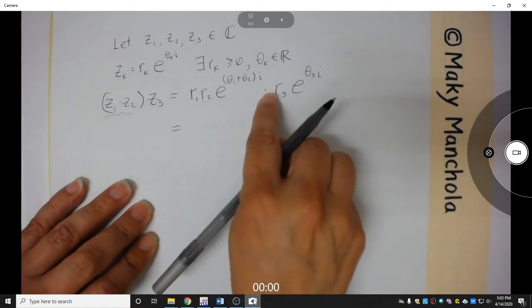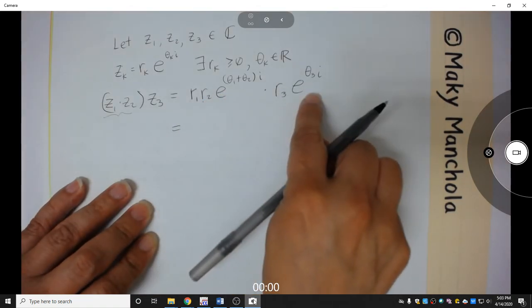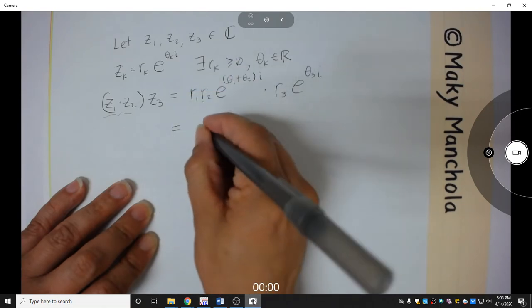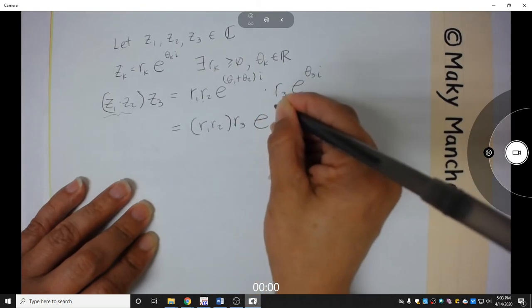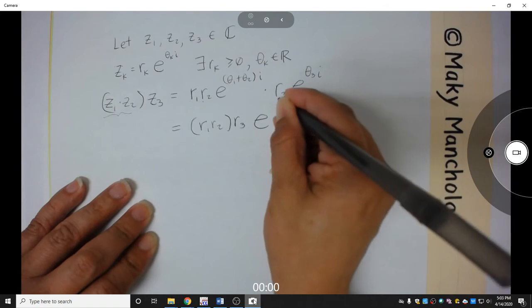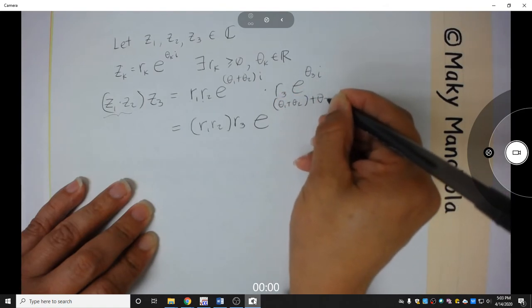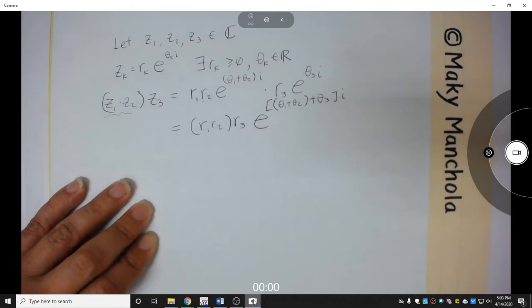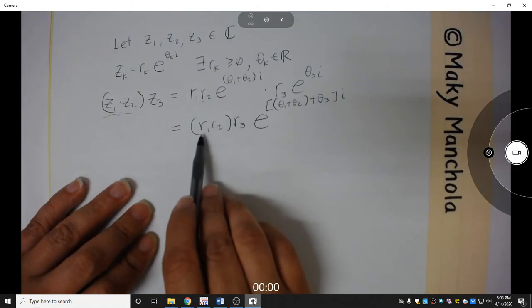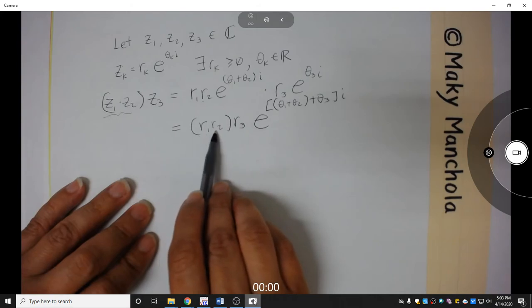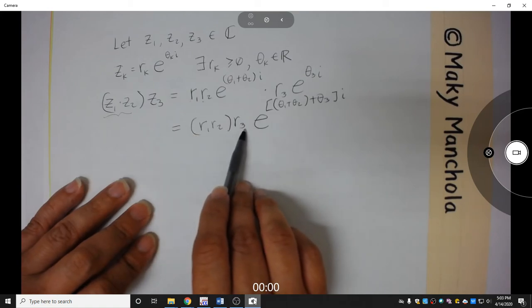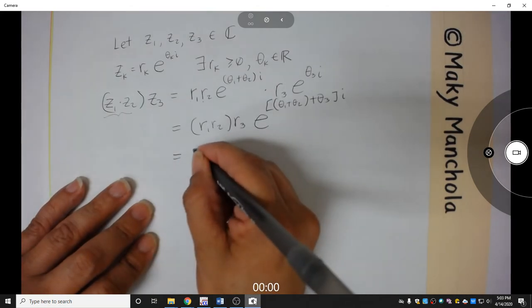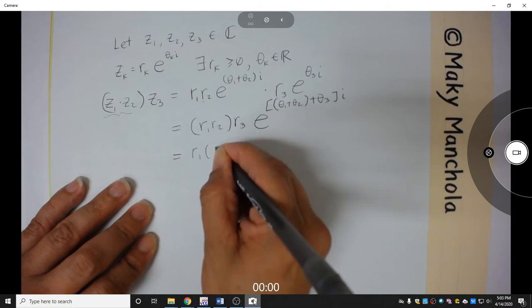Now, by the rule of multiplication of complex numbers in polar form, I get that the product of these two complex numbers is r1 r2 times r3 e to the (theta 1 plus theta 2 plus theta 3) i. Observe that r1 r2 multiplied times r3 is a multiplication in the set of real numbers. Now we know that multiplication of real numbers is associative, so we can write this as r1 times r2 r3.